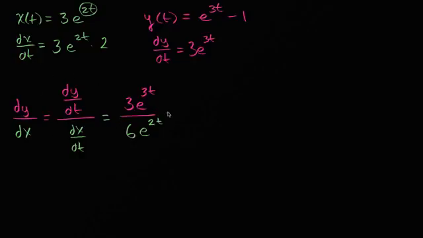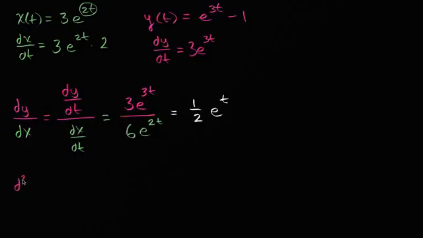I'll now go to a neutral color. This is equal to, so this is going to be 1/2. That's 3 over 6. E to the 3t minus 2t. And I'm just using exponent properties right over here. But if I have 3 t's and I take away 2 of those t's, I'm just going to have a t. So this is just going to simplify to e to the t right over here. So now we've figured out the first derivative of y with respect to x in terms of t. Now, how do we find the second derivative?